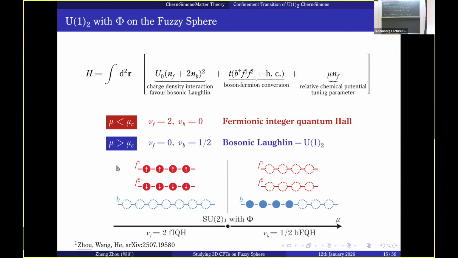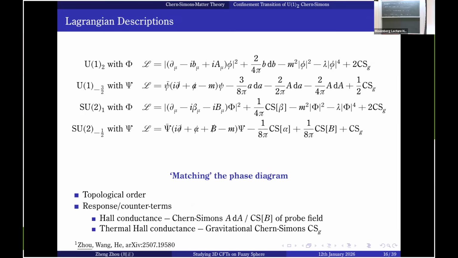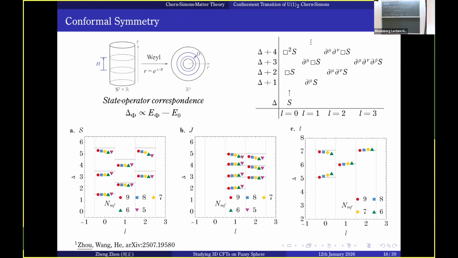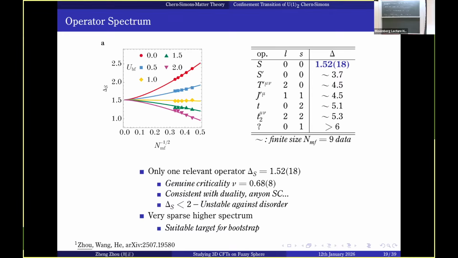I can show some results later that give you how to diagnose these QFTs. We can ask about its operator spectrum. The most important thing is that there is only one relevant operator besides the conserved current, and we have extracted its scaling dimension through finite size scaling.